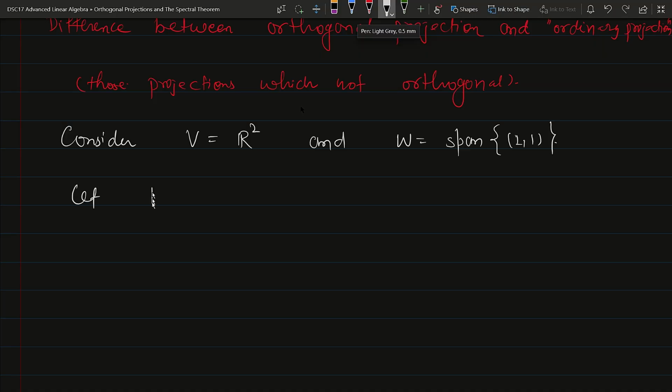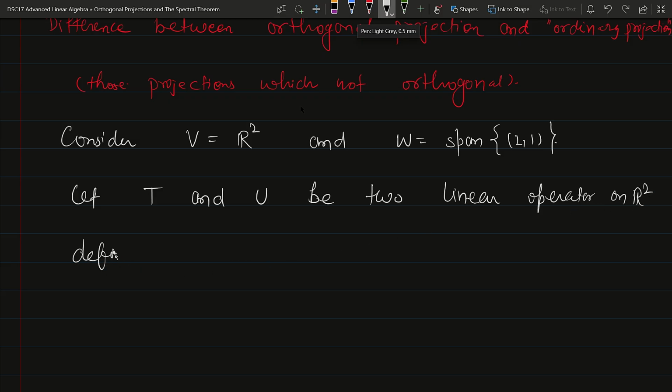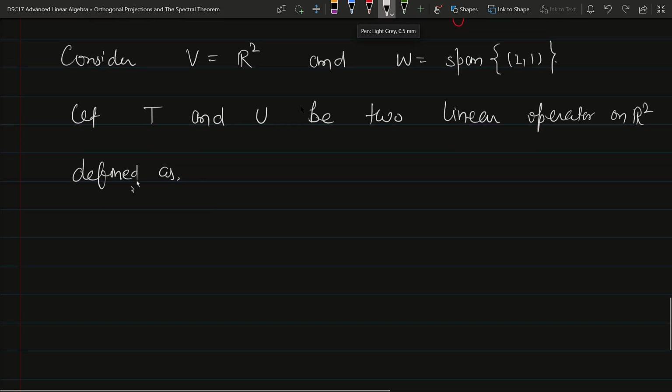So let T and U be two linear operators on R square. We define T of V, that means the image of V, for any V in V.